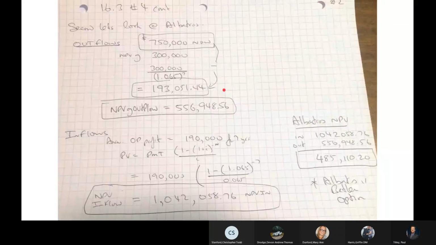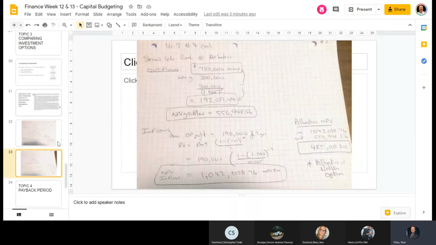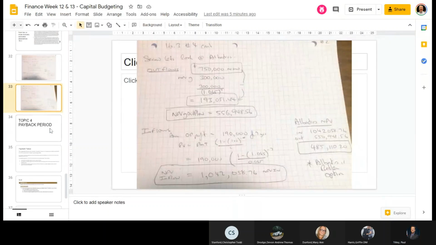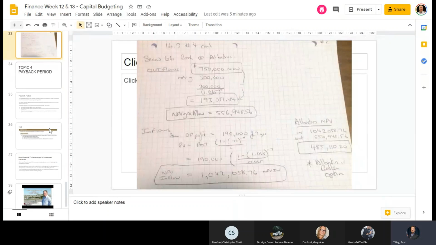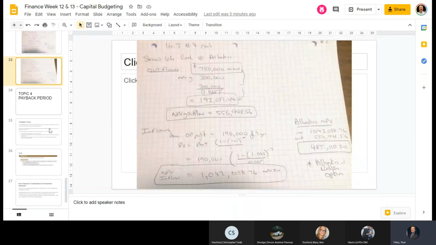Takes a bit of time to do that type of problem. The mechanics of it are not too complicated, but effectively that is how that works. Okay, I'm going to leave payback period for today. That's a 5-minute discussion. It doesn't take very long, so we'll address that on Friday, and then we'll start the review.